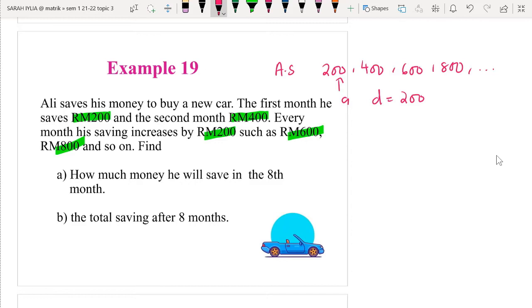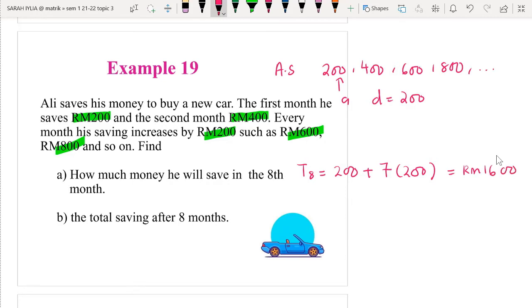Okay, fine. How much money will he save in the 8th month? So pada bulan yang ke-8, berapa duit yang dia akan simpan? So, kita kenalah cari T8. Term yang ke-8 lah sebenarnya. Sebab masa dia nak tahu bulan ke-8 berapa banyak duit disimpan masa bulan tu. Okay. So, T8 in this case, A kita is 200 plus n minus 1, so 7 times D, 200. And then calculate this using your calculator. This is basically 1600.